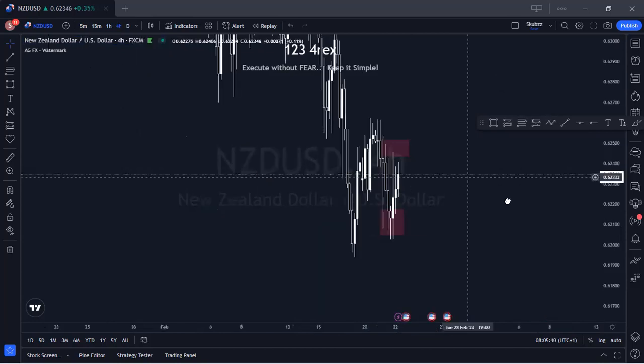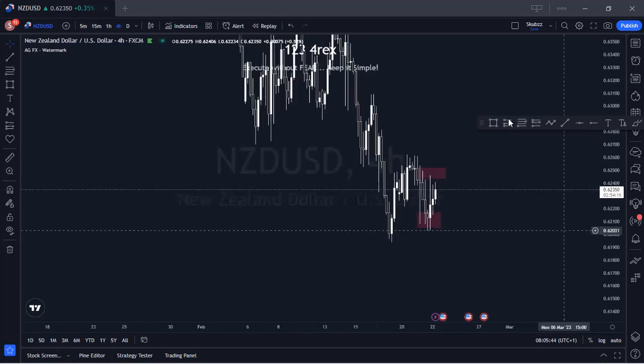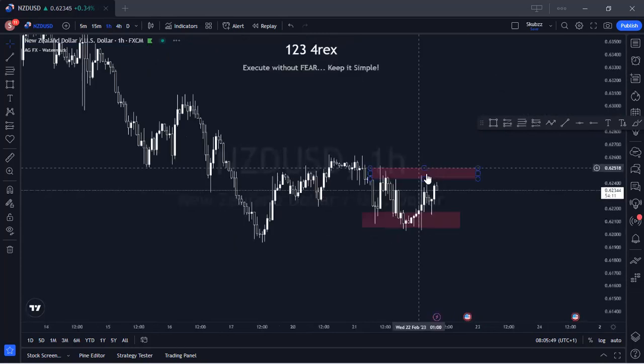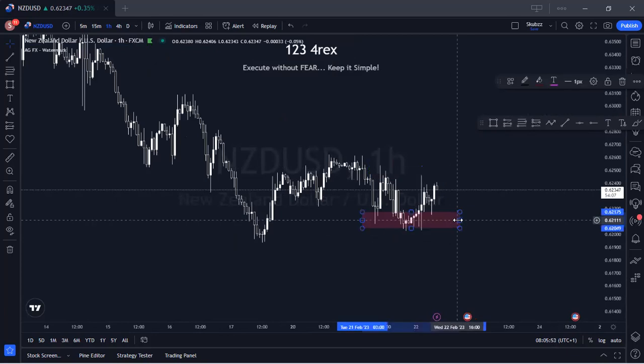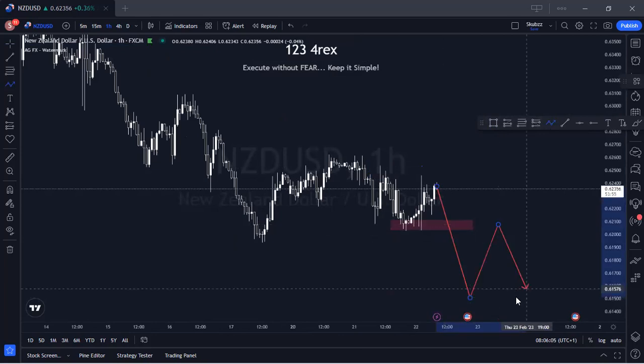The 4H is still very much bearish. So now what can we look out for on the 1H? What I'll be looking to see is whether price can sell to this low here and break below it. So more or less something like this, sell and break below, then I'll be looking for a retest of it. That's basically what I'll be doing.